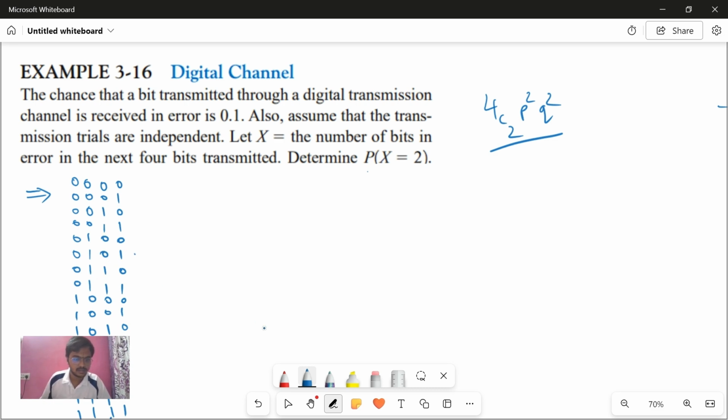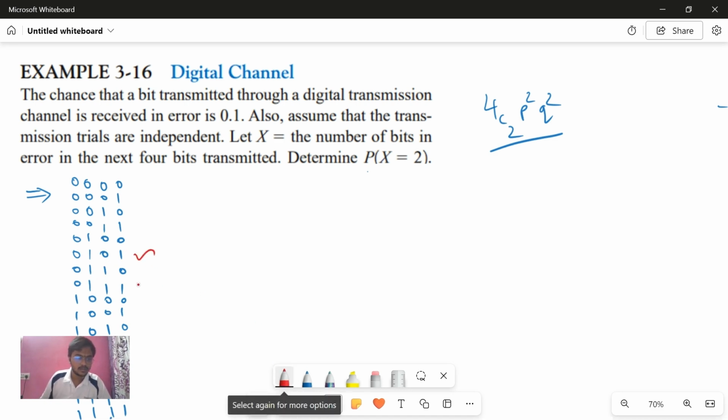Here is one combination, this is another, this is another, this is one more, this is one more. 0011 is one combination. 0101, 0110, 1001, 1010. Finally, 1100. Only six possible combinations will be there. You can check it. Only six possible combinations where two bits are resulting in error.